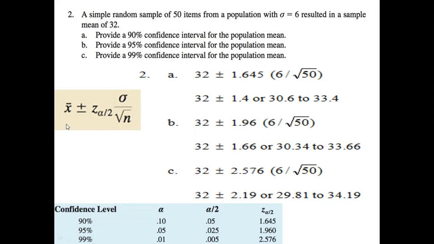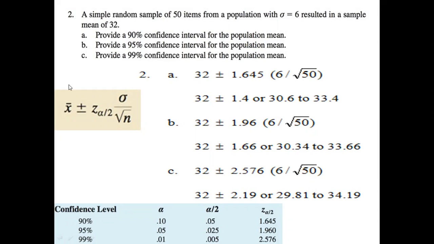So the equation we're going to use to find the confidence interval is this, where we have x bar, the mean, plus or minus z alpha over 2 times sigma over the square root of n. So z alpha over 2, we get that from this table down here. For 90%, we're going to use 1.645. For 95%, we're going to use 1.96. And for 99%, we're going to use 2.576.